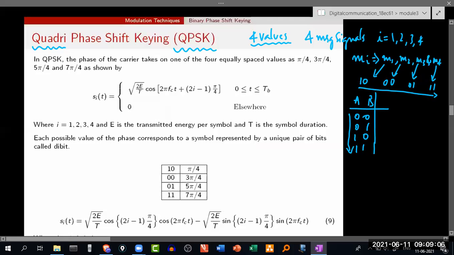So can I have any answers from your end in the chat? Any answer for why am I starting with starting value as equal to 1 0? Why is my starting message m1? Why is my m1 equal to 1 0 instead of 0 0? Any answers from your end?